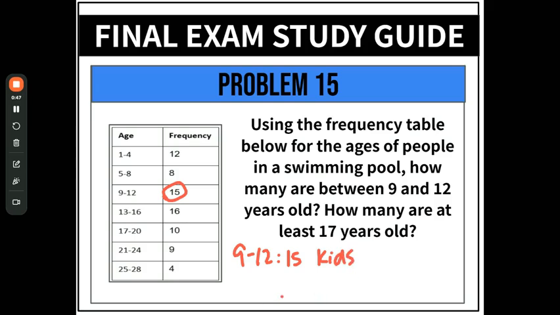right? And then how many are at least 17 years old? So this means that they are 17 or older. So we need to look at all the categories that includes, which are going to be these three right here. So what we're going to do is add the frequencies of those categories. So 10 plus 9 plus 4 is going to give me 23. That is the frequency. Or people.